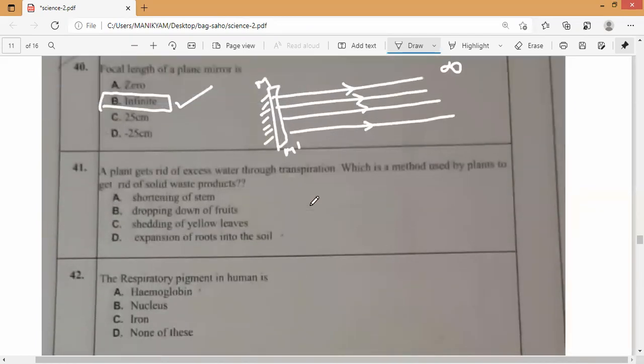Next, a method used by plants to get rid of solid waste products is shedding of yellow leaves. This is also a direct question, and I think a repeated one. So shedding of yellow leaves is the correct answer.